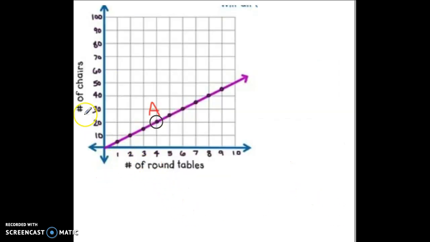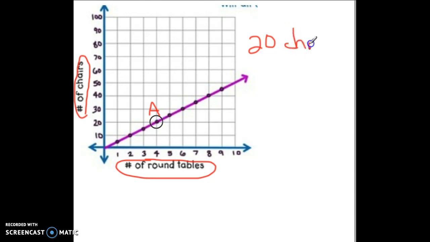On this one, we've got chairs and we've got number of round tables. So my guess is this has something to do with how many chairs can you fit per table. So let's look at this point right here. It's 20 chairs. And then we have to look at the other axes to tell us, hey, what does this 20 chairs represent? Well, it's 20 chairs for 4 tables.